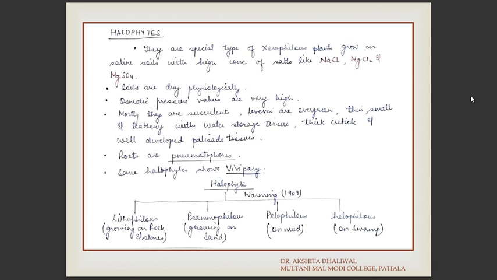First of all, what are halophytes? These are a special type of xerophilous plants that grow on saline soils with high concentrations of salts like NaCl, MgCl2 and MgSO4. The soils are physiologically dry and the osmotic pressure values are very high. These are mostly succulents. The leaves are evergreen, thin, small and leathery with water storage tissues. Thick cuticle and well-developed palisade tissues are present.